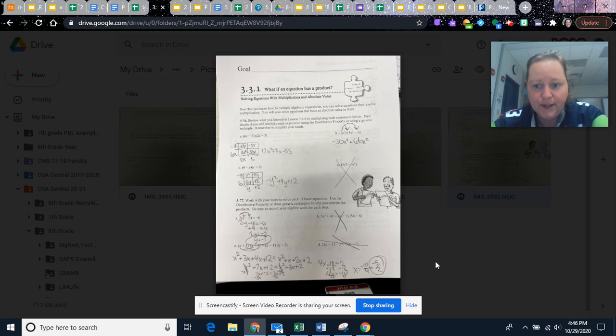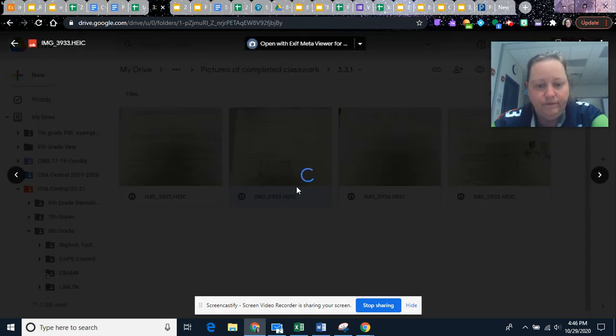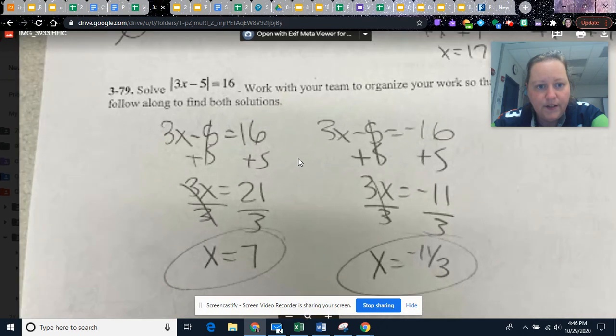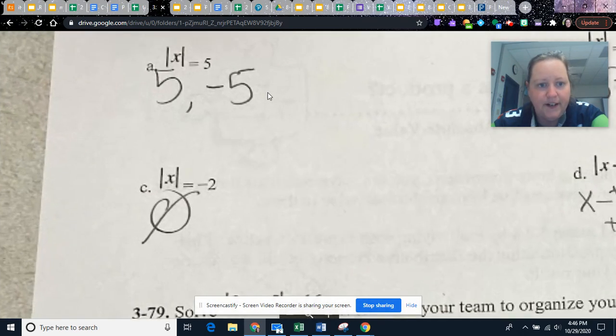And that is the first page. And let's move on to the second page as it loads. Okay, so now we're going to think about absolute values.